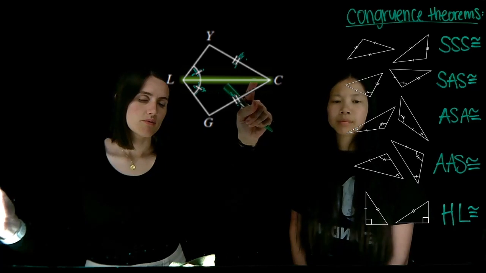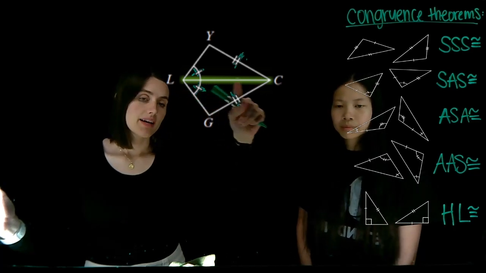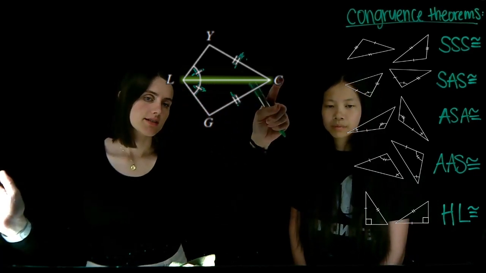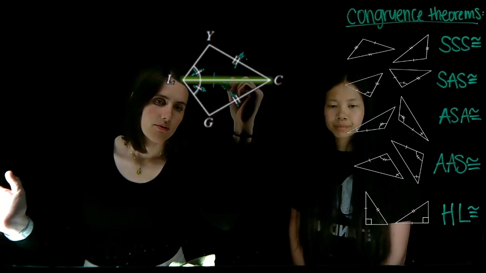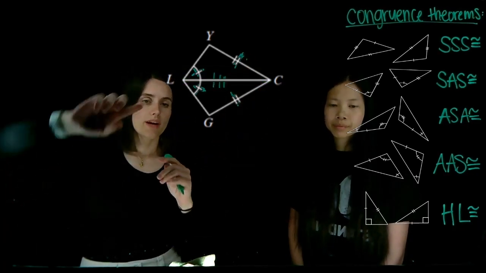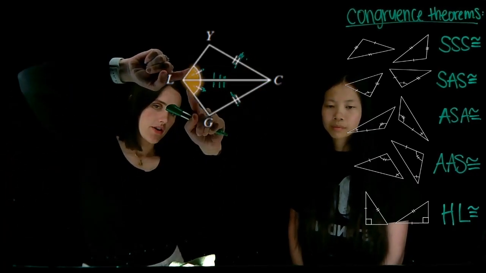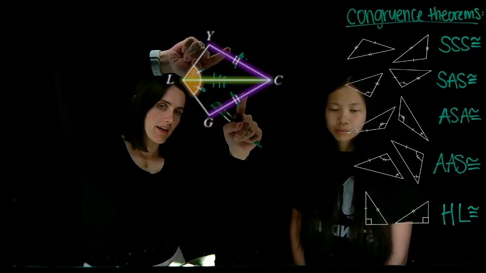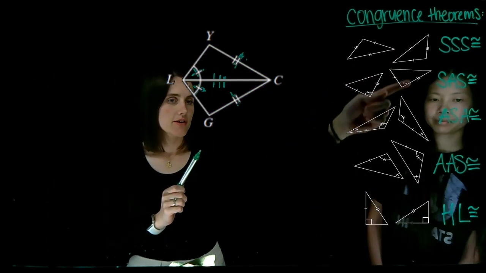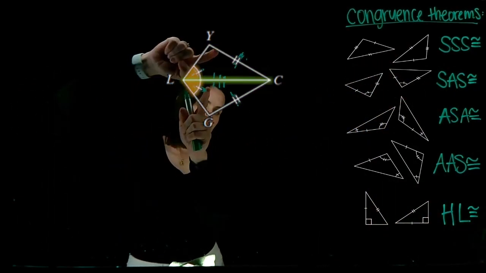On our last example, we saw that when they have the same side, that is a congruent side. So LC is congruent to LC. So we will mark that with 3 tick marks since these ones have 2. We have an angle right here that's congruent, and then a side and another side. So over here, we don't have a congruence theorem that has an angle, a side, and a side.